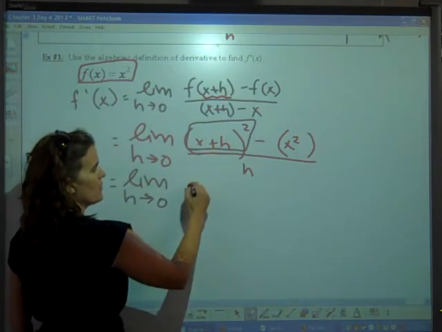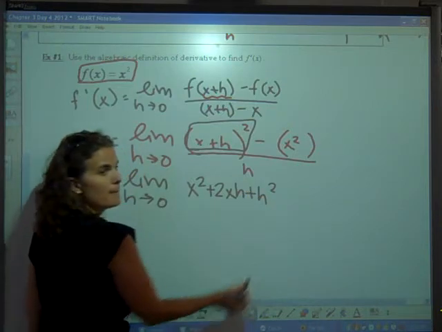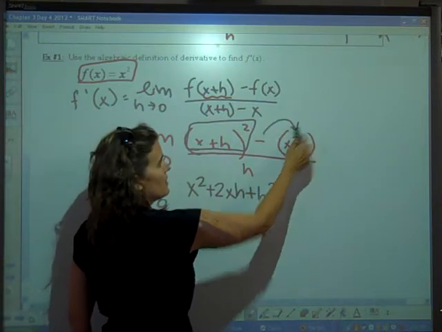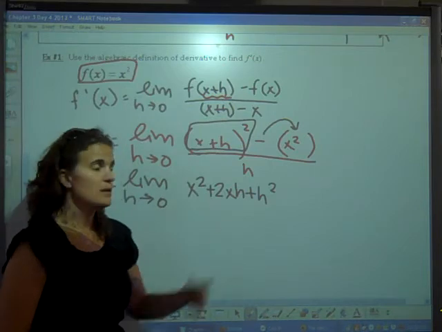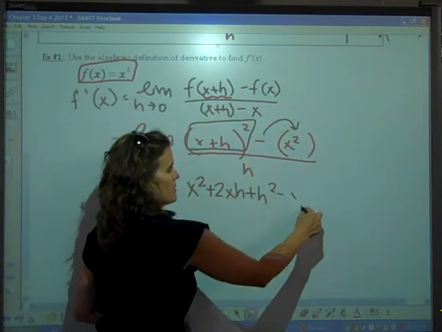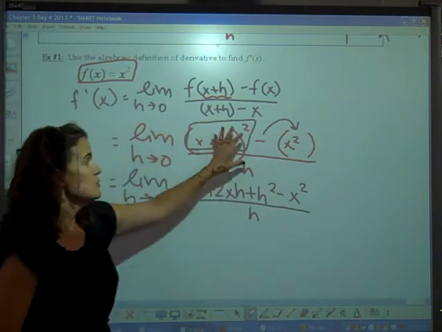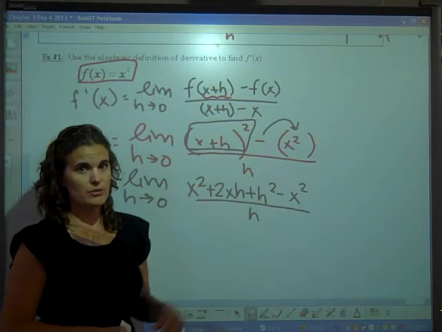So x plus h quantity squared is x squared plus 2xh plus h squared. Now here, be super careful in other problems to distribute that negative. I know in this example, there's nothing to distribute other than that one term, so it's just minus x squared. But in other problems, watch out for that. Okay? And then do not lose that denominator. It's still all over h.